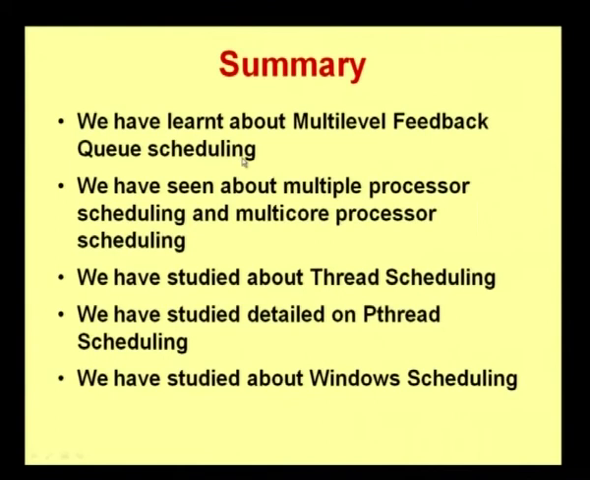Now let us summarize what we have seen in this session. We have learnt about multi-level feedback queue scheduling. We have seen multiple processor scheduling and multi-core processor scheduling, and the difference between them. Then we studied thread scheduling as well, and I gave you a detailed look at pthread scheduling. We have also studied Windows scheduling and how it is used in the Windows operating system.